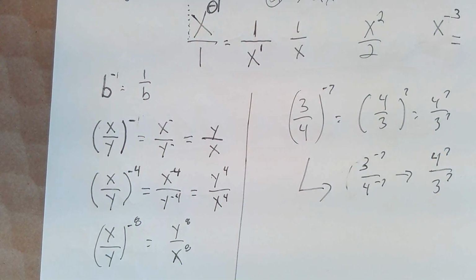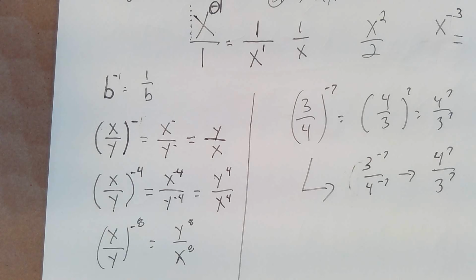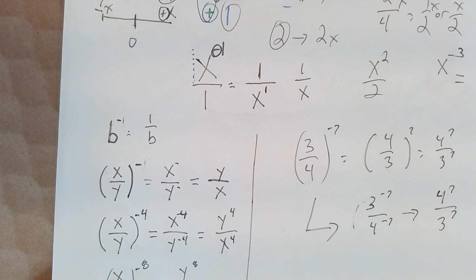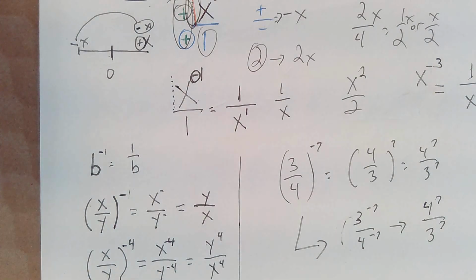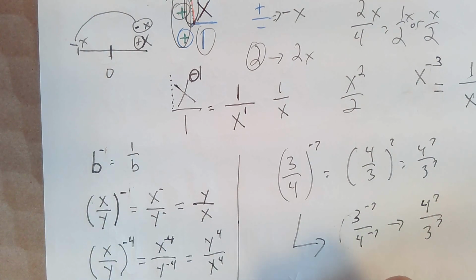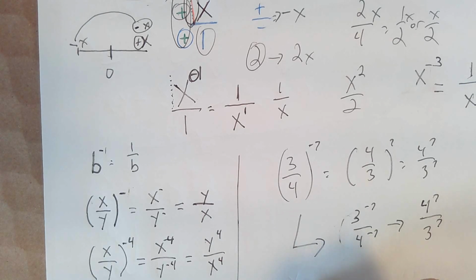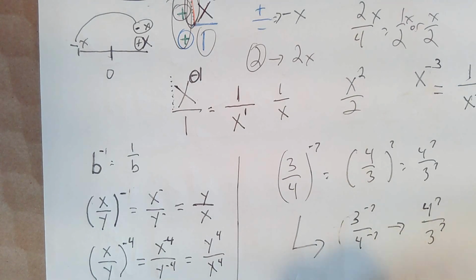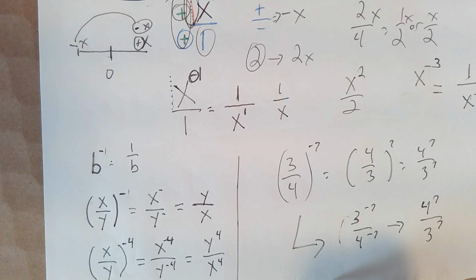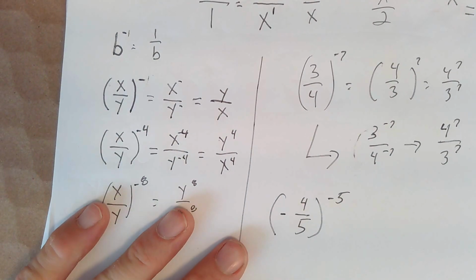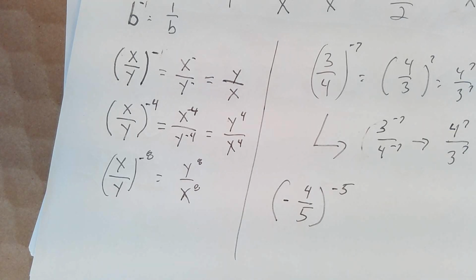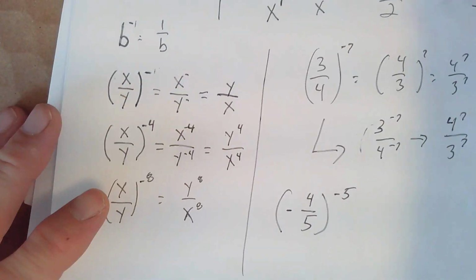Okay, so let's give an example. Some examples here. Where'd my mouse go? Okay, so here's a good example. Let's do some easy ones. So here's a negative one. We have negative 4 fifths to the negative fifth. Okay, so first you have to evaluate the sign.